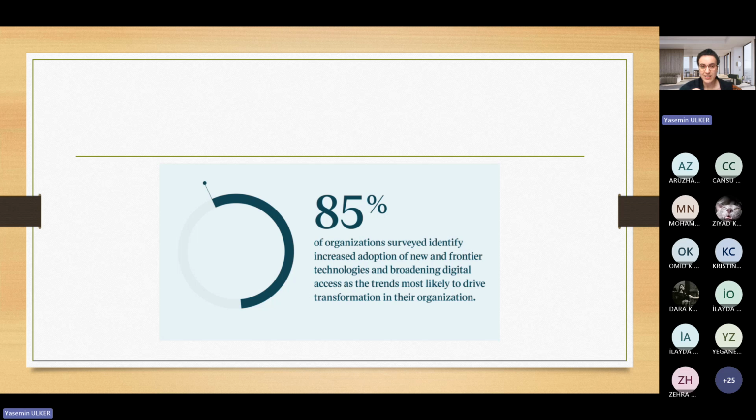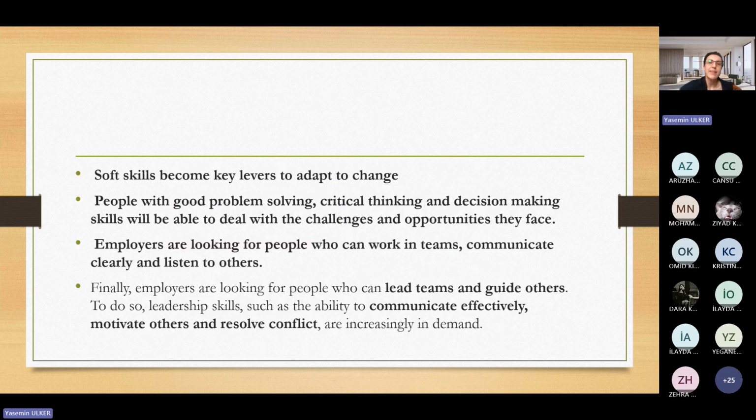And they also asked this question. 85%, according to the results of the organization survey, identify increased adoption of new and frontier technologies and broadening digital access. So 85% of companies say that yes, we are going to use this digital transformation in our organization. Okay, this is until now. I think most of you are aware of it. And now we're going to discuss how to also enhance those sorts of skills.